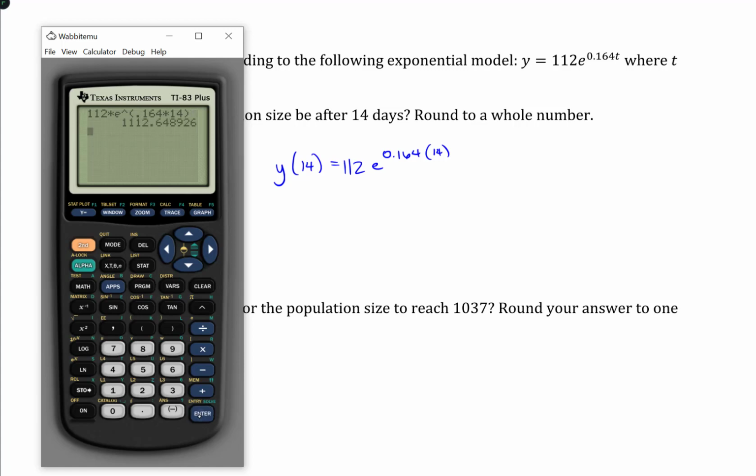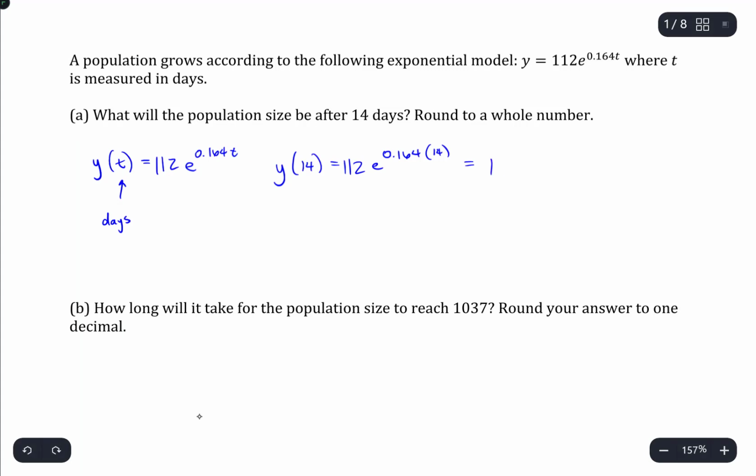So we get 1,112.6 days, so we round that to a whole number. We'll say 1,113 days.